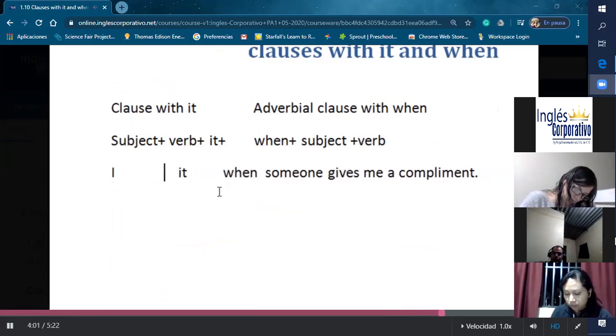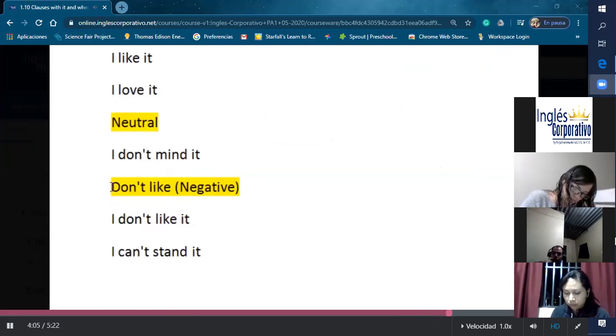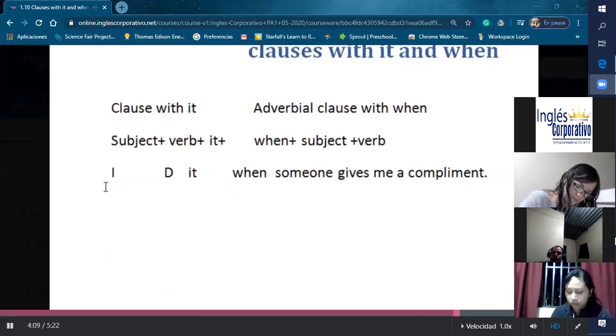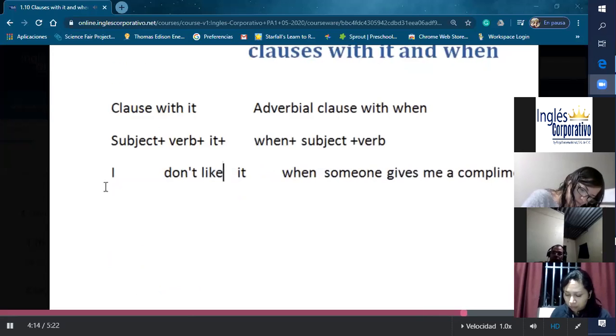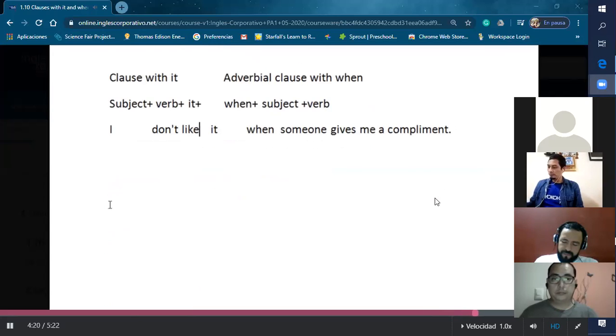And then again, you might be shy and you probably don't like it, right? So you might have a negative point of view about that situation, and you might say, I don't like it. I don't like it when someone gives me a compliment. And that's how you formulate this kind of sentences. Again, you could be neutral about the whole situation. You could be positive about it. So you could like it, or you could love it.